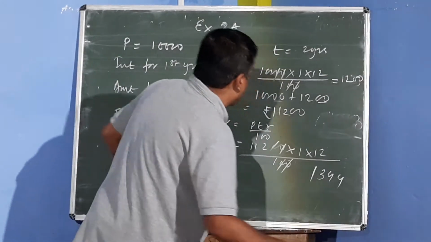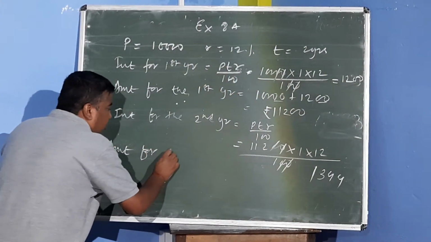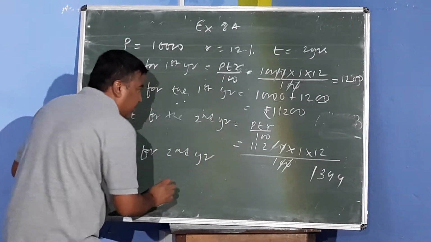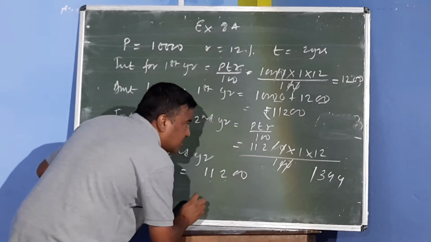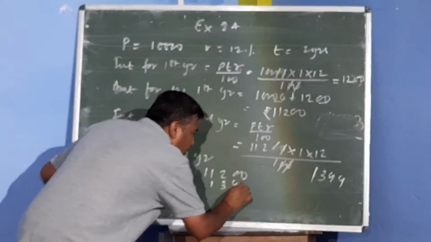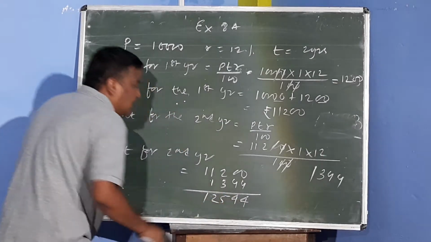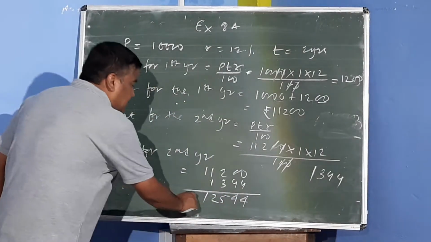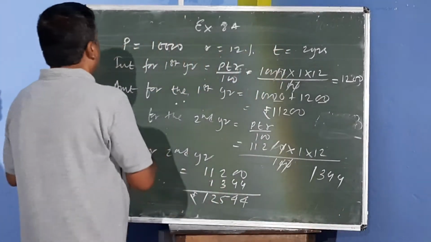After that you find amount. Amount for second year equals 11,200 plus 1,344, which is 12,544. 12,544 is amount for the second year. Now you find out compound interest.